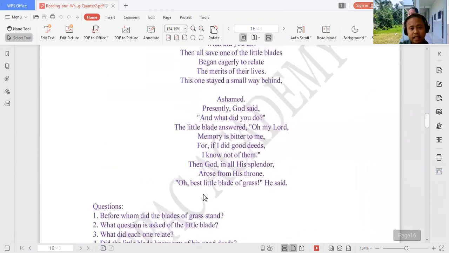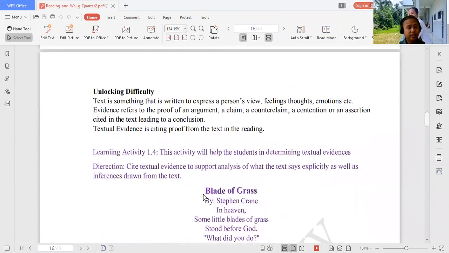All right, so we're almost done. In learning activity 1.4, this activity will help you in determining textual evidences. Now, number one here, let's read the direction. Cite textual evidence to support analysis of what the text says explicitly, as well as inferences drawn from the text.